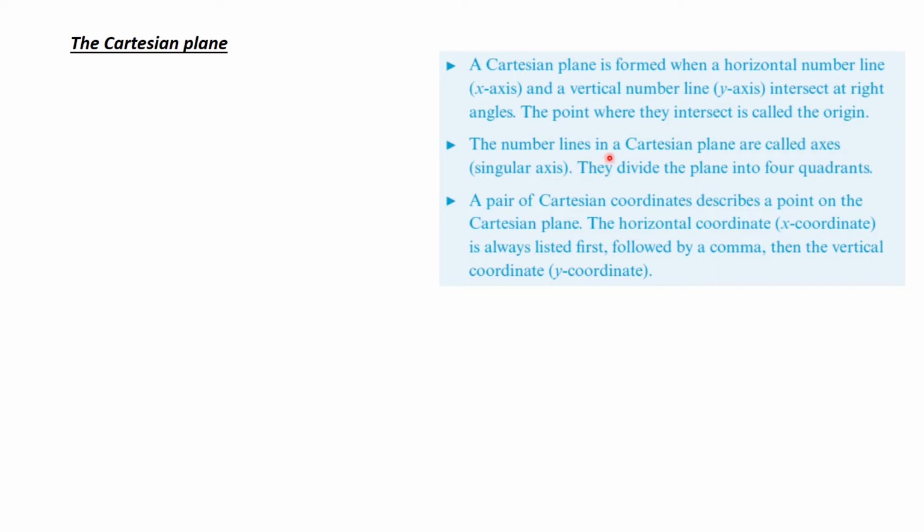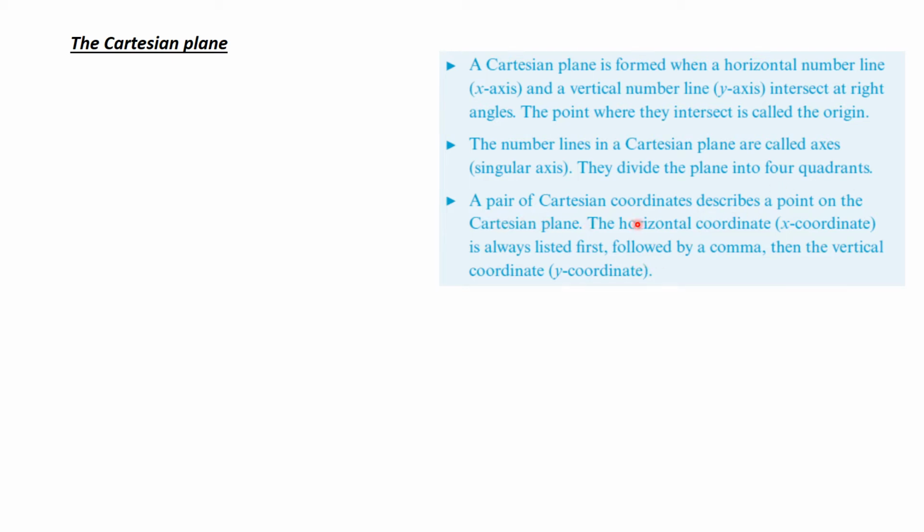Second thing is that the Cartesian plane, sometimes we'll refer to this as a set of axes. So this is plural, singular is axis, and these two axes divide the Cartesian plane into 4 quadrants. So 4 sections.